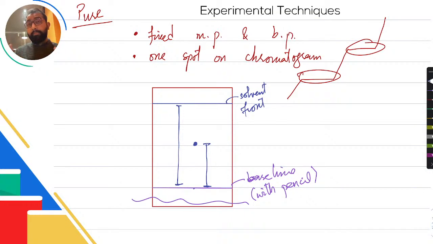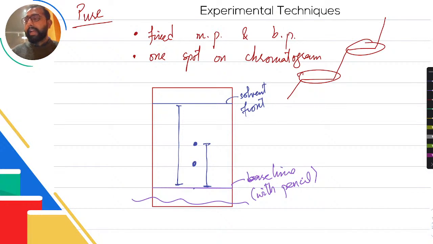Now, if this was impure, then what will happen? If this spot was impure, then it will show up as multiple spots. So maybe this will go away and it will show up as 2 spots. So multiple spots show it's not pure. What if I want to know what is in there? So far I'm just checking if it's pure or not. But you can use chromatography to know what is in there.